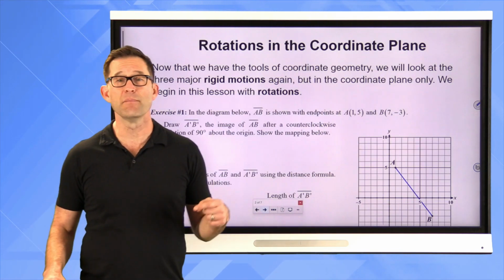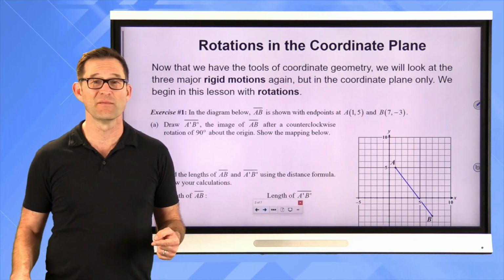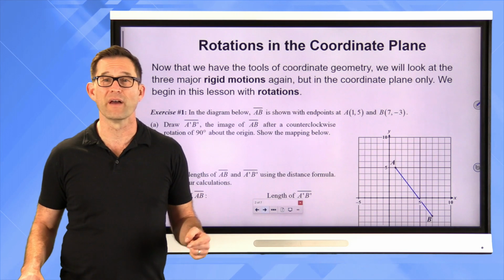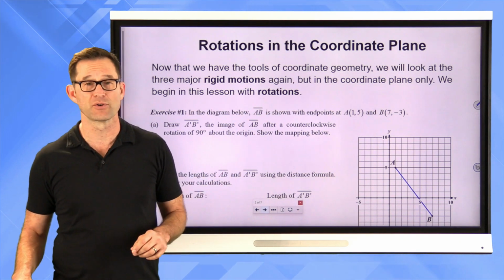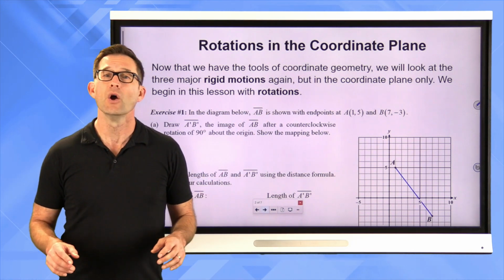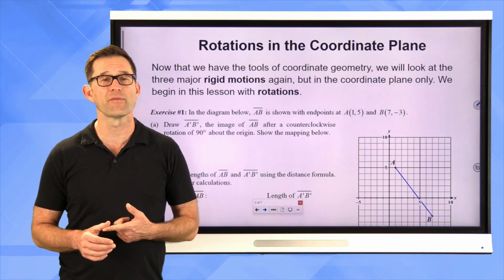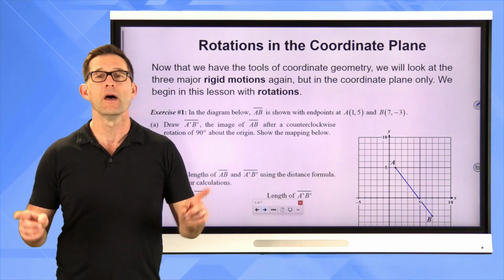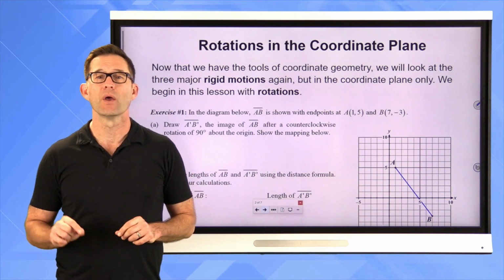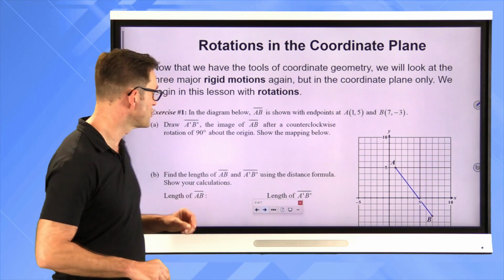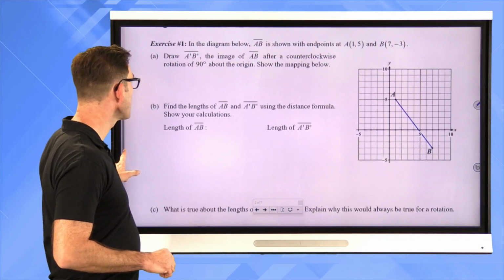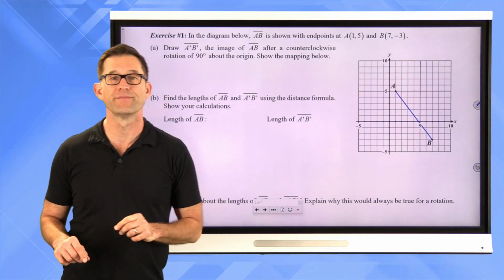All right, and let me basically repeat what we just talked about. So rotations in the coordinate plane. Now that we have the tools of coordinate geometry, those three major formulas, we will look at the three major rigid motions. Those are rotations, line reflections, and translations, but in the coordinate plane only. We begin in this lesson with rotations. So let's look at exercise number 1.